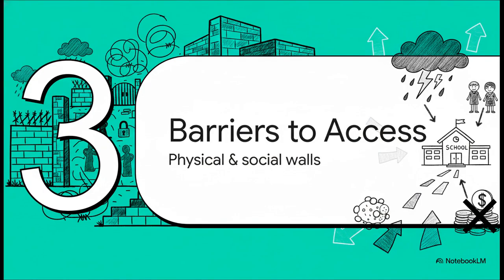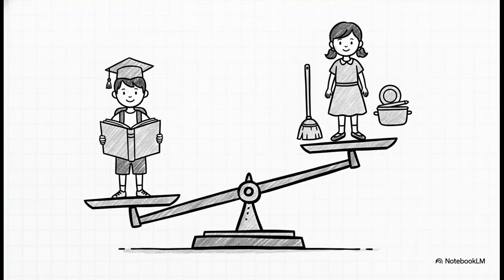So now, let's zoom out a bit, because for millions of kids around the world, the problem isn't just what happens in the classroom. It's about the walls that stop them from even walking through the school doors. In many parts of the world, there's a fundamental gap in who even gets to go to school. Because of social norms or economic hardship, families often have to make a choice, and a boy's education is seen as more important than a girl's.